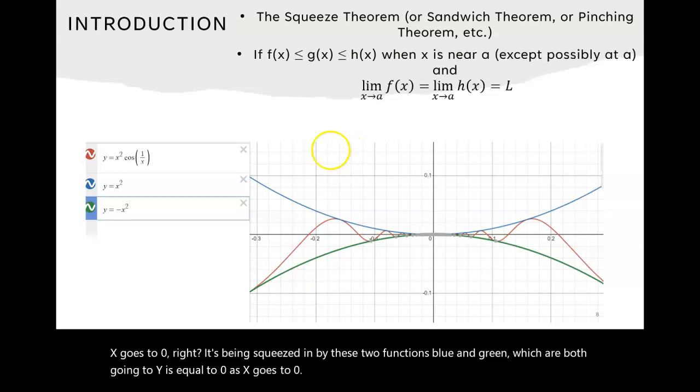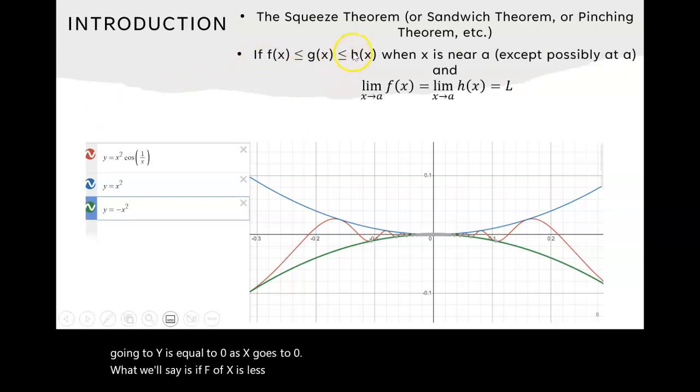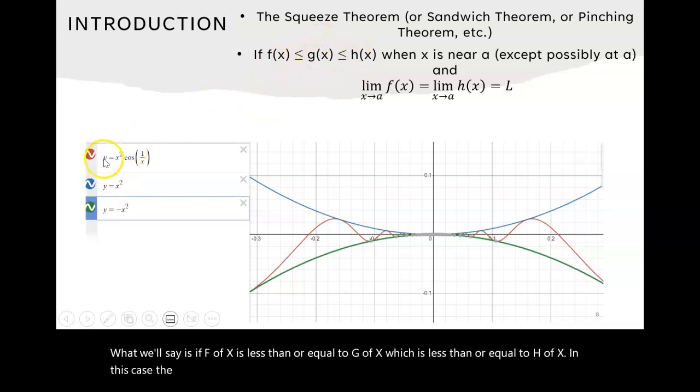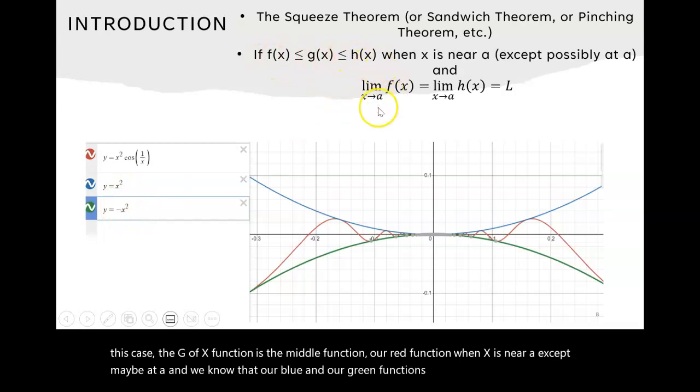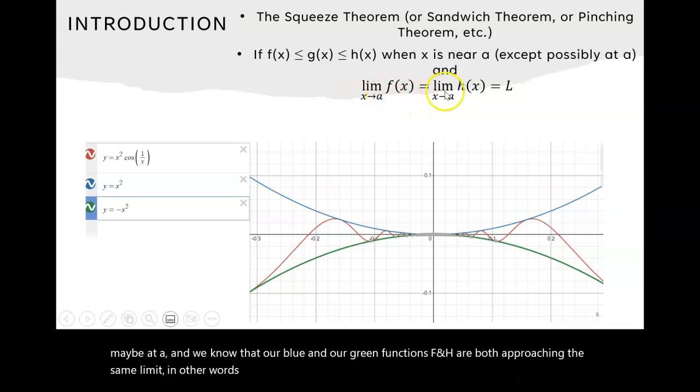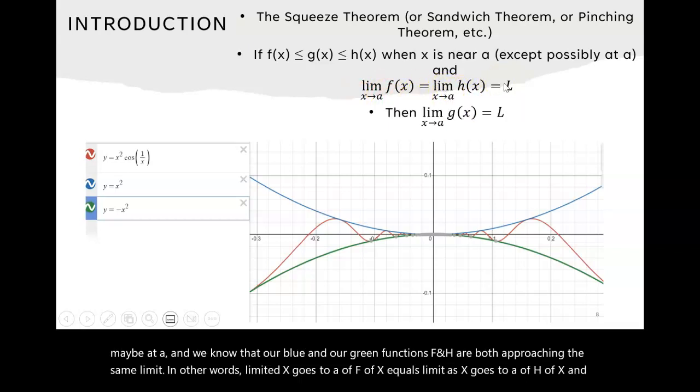So what we'll say is if f of x is less than or equal to g of x, which is less than or equal to h of x, in this case the g of x function is the middle function, our red function, when x is near a, except maybe at a. And we know that our blue and our green functions, f and h, are both approaching the same limit. In other words, limit as x goes to a of f of x equals limit as x goes to a of h of x, and they both equal the same limit L.